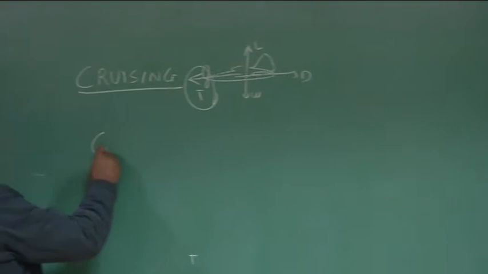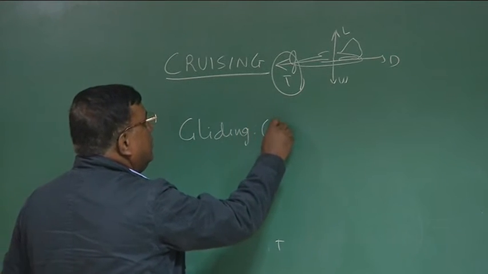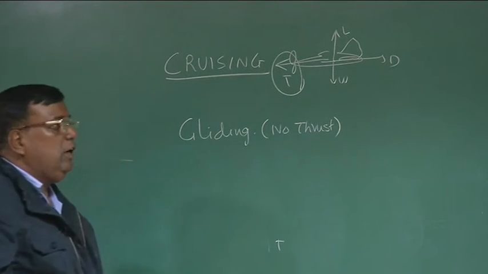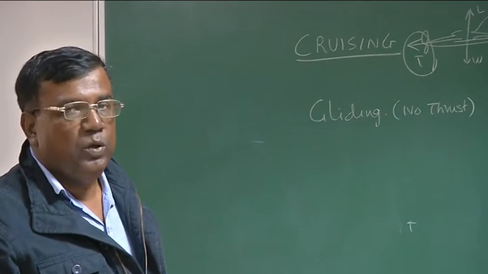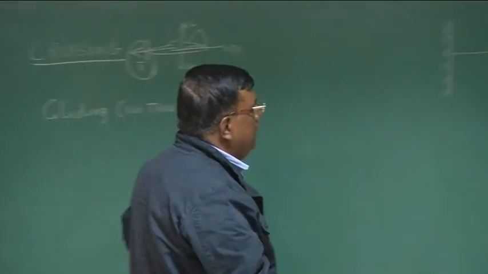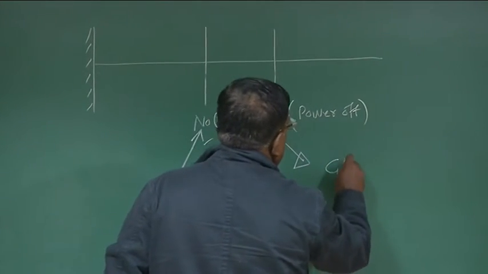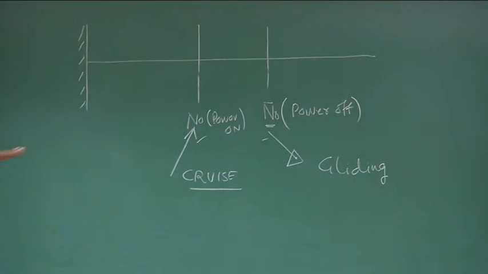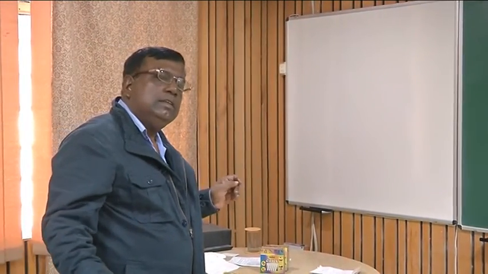Suppose I am gliding. Gliding means no thrust. Then which N naught should I use for further estimation of some other relevant parameters, which we will understand soon? If it is gliding, there is no thrust. That means for me, now this is the power off case. So this is for gliding. So these are the two extreme cases. One is cruising with thrust on, and one is gliding when the thrust is not there, right?